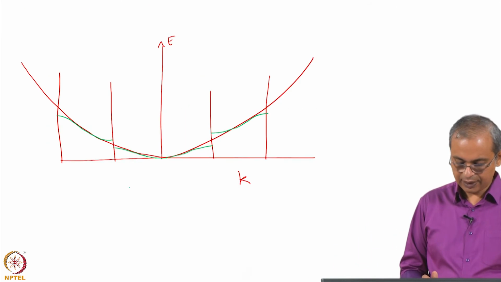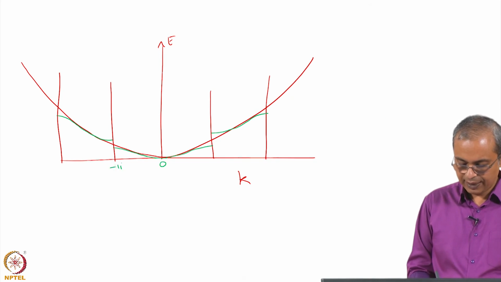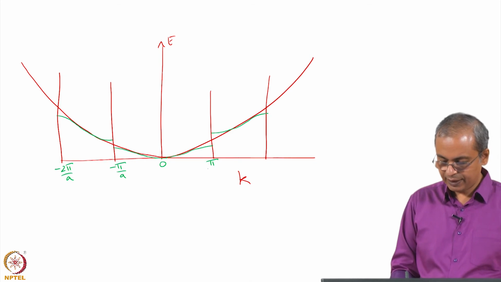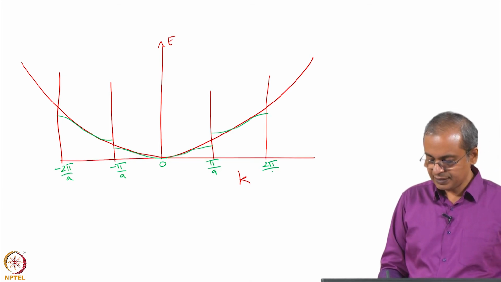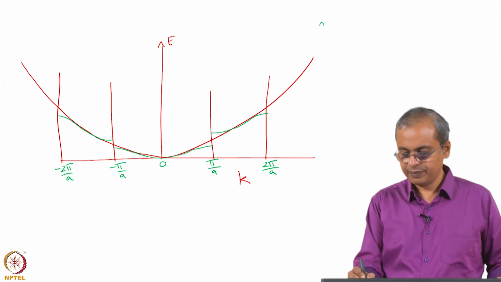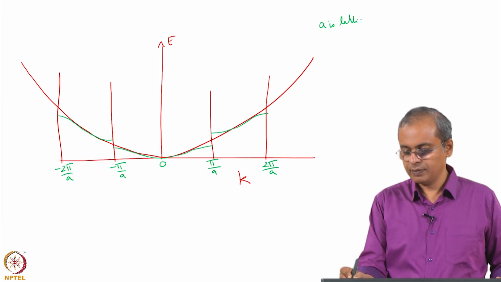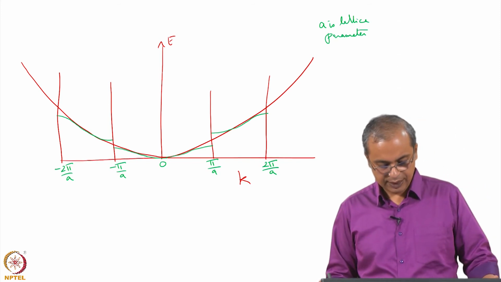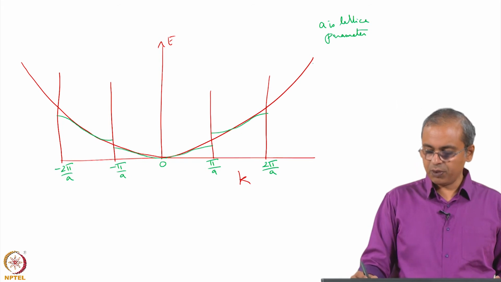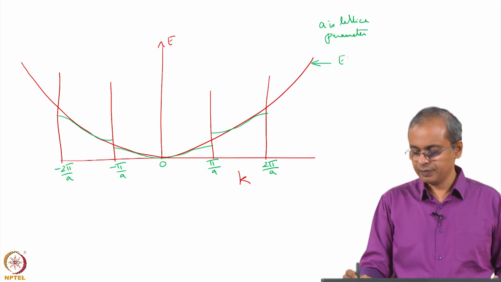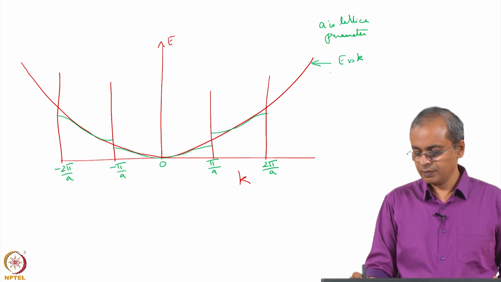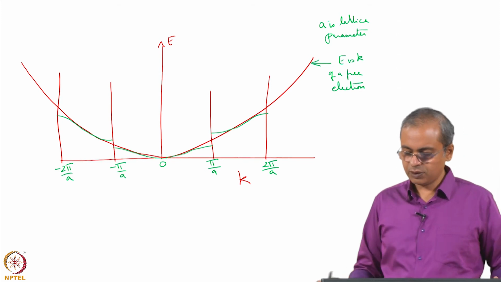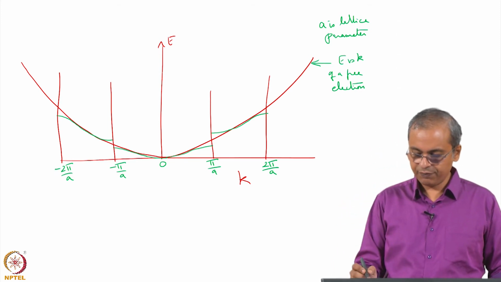So that is the distortion, and these are all the Brillouin zone boundaries that you can see. Those boundaries occur at, if you call this 0, minus pi by a, minus 2 pi by a, this is pi by a and 2 pi by a, where a is the lattice parameter. This is just a quick look at how that diagram comes about. This parabola is the free electron parabola. This is all I am going to point out here. There is a free electron parabola.